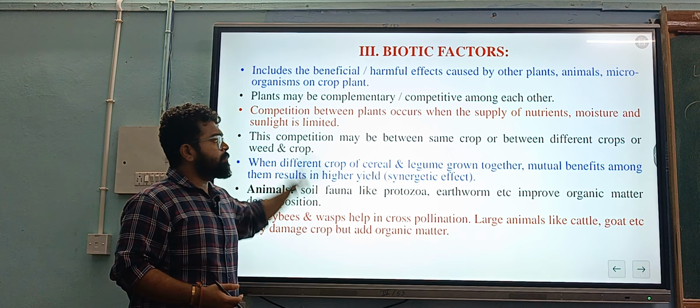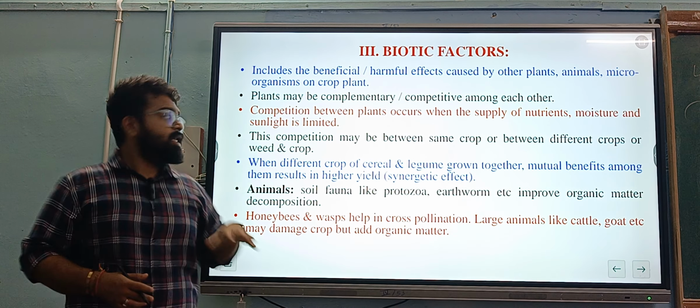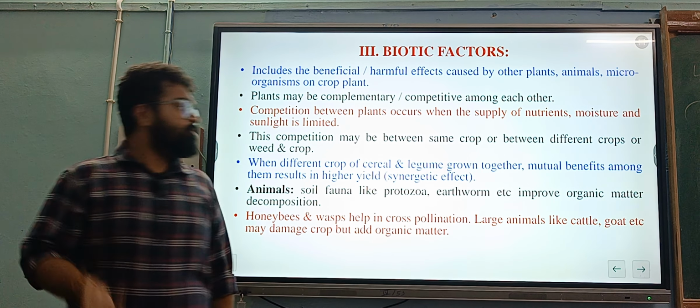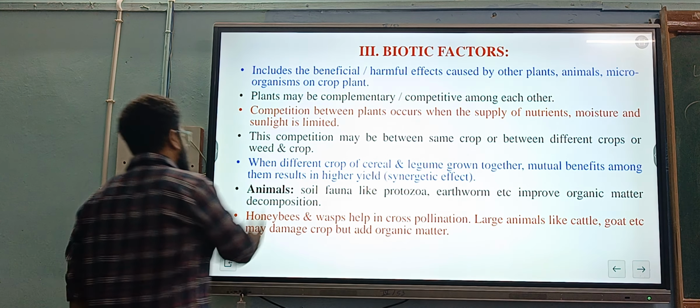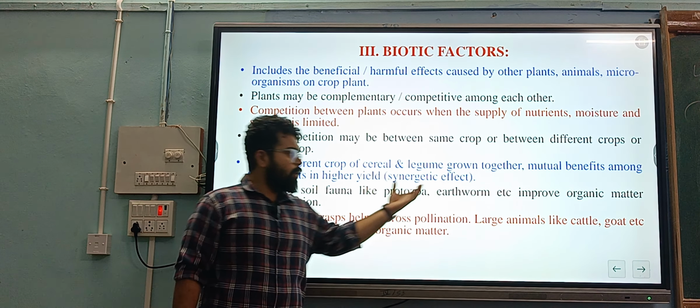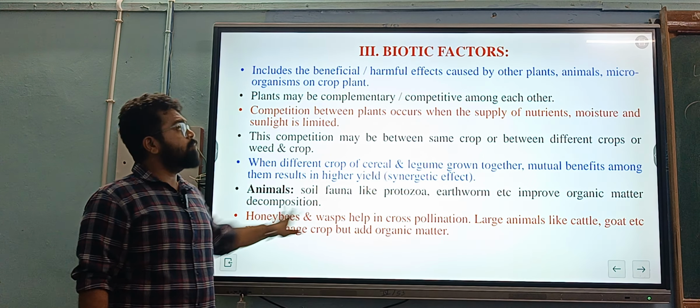The competition between the plants occurs when the supply of nutrient, moisture and sunlight is very limited, and the competition may be between the same crop or the different crop or between the weed and the crop. So animals, soil fauna such as protozoa, earthworm, etc. improve the organic matter and decomposition.